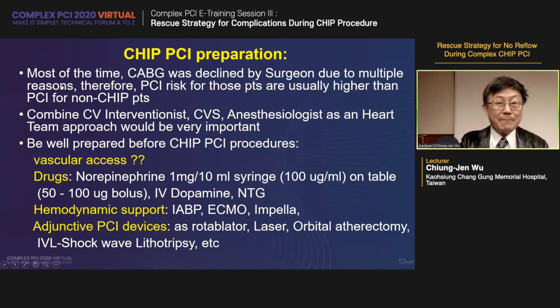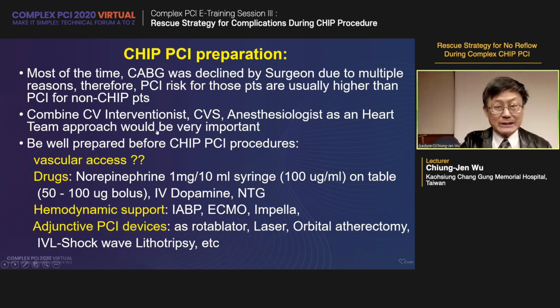So in my point of view, most of the time, for example in this case, CABG was declined by the surgeon due to the holiday, because we had to wait for the next day, the 31st, and then a happy new year. So at least 40 hours waiting. Therefore, the PCI risk for this patient is much higher than the PCI for a non-CHIP patient. So a team approach combining the cardiovascular interventionist, CVS surgeon, and a physiologist will be very important.